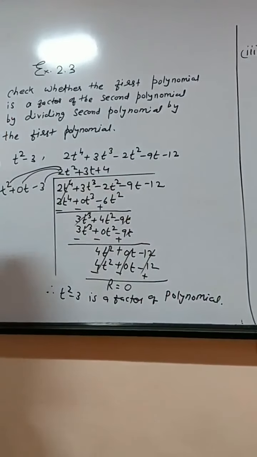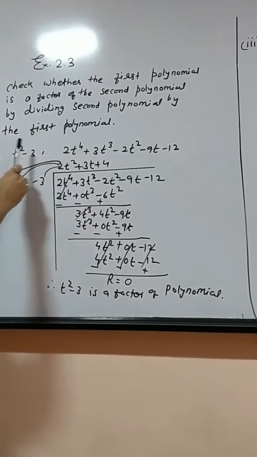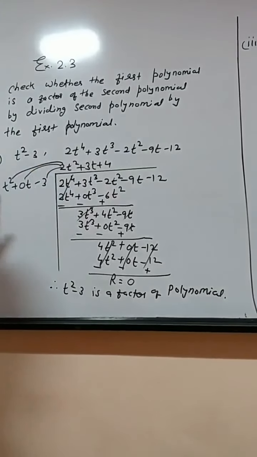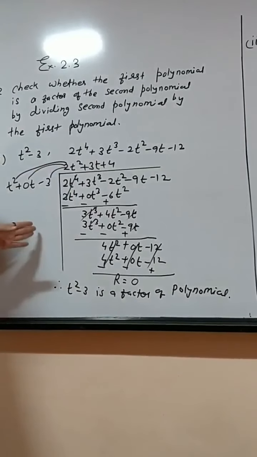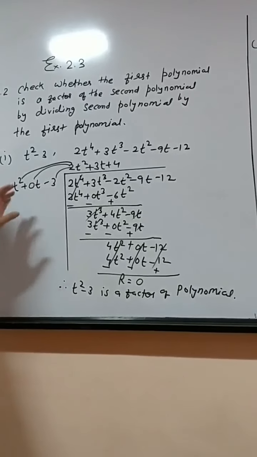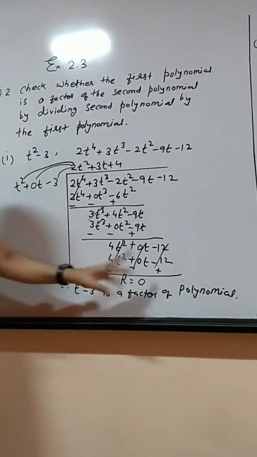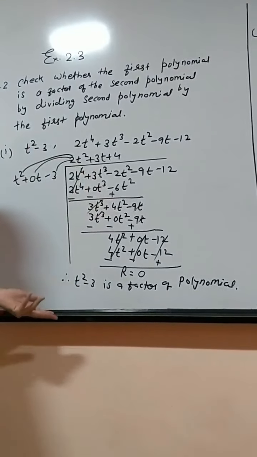So the answer is 0, then it is a factor of the polynomial. So here you have to divide this by this. You know the method, long division. We already learned this in standard 9. It's a very easy method. Just find whether the remainder is 0 or not. If the remainder is 0, then it is a factor. If the remainder is not 0, then not a factor.